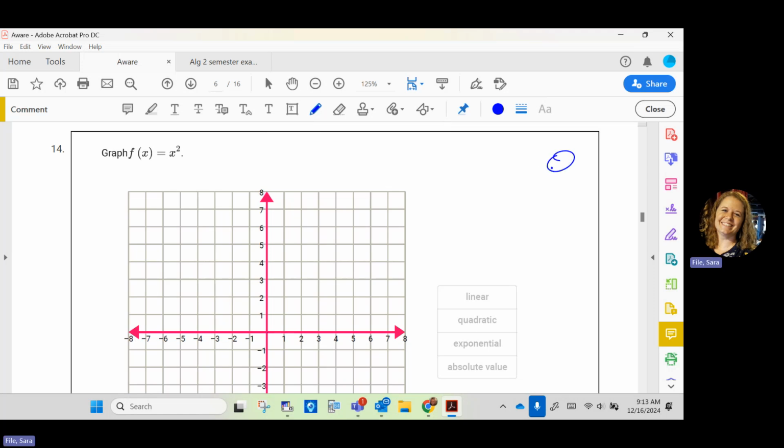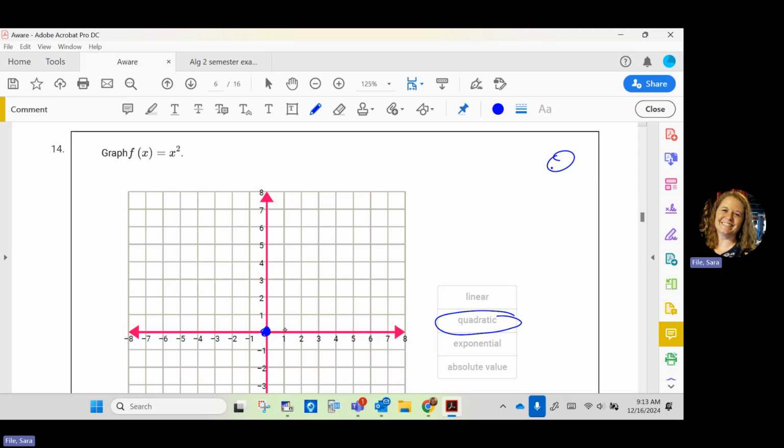There we go. Okay. The vertex is here at the origin at 0, 0. Over here, in Aware, you're actually doing this in Aware, not on paper, you would have to click on quadratic. Okay, x squared is a quadratic. Then you would drag the vertex to the correct spot, and then you would plot a second point somewhere so that it graphs it in the correct direction and the correct width.